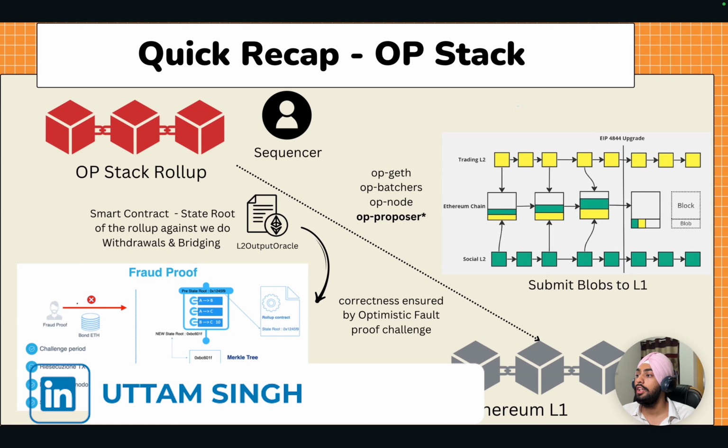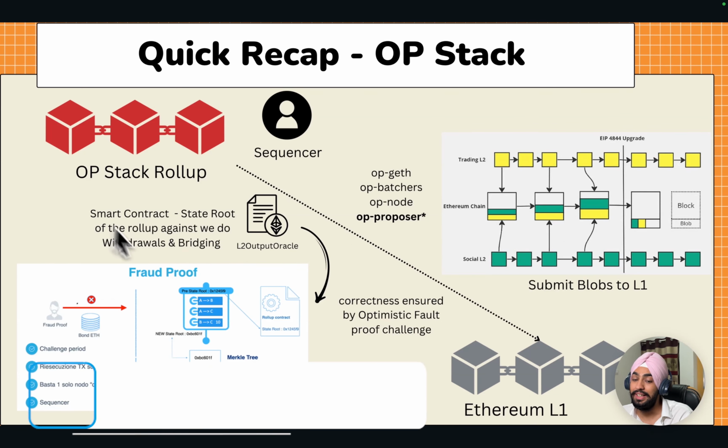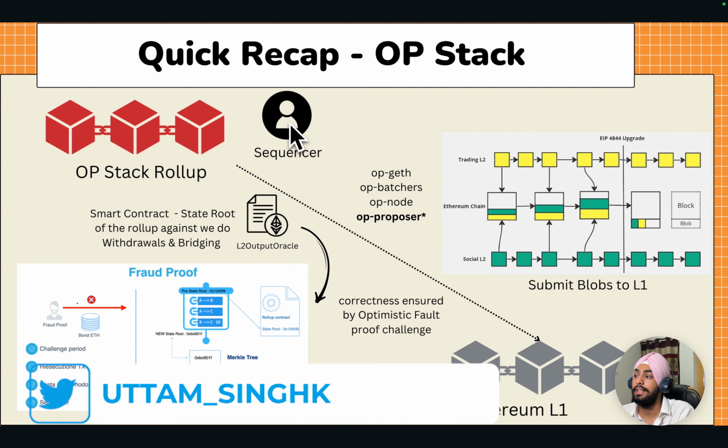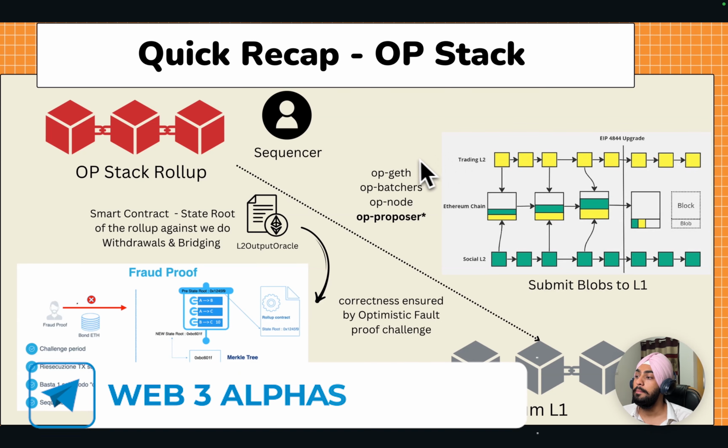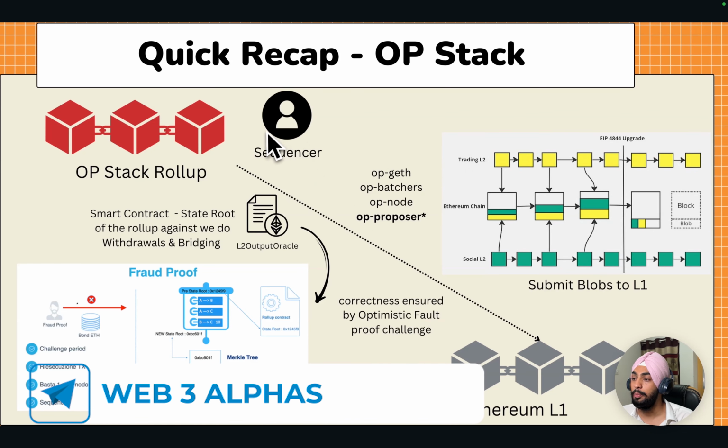Kudos to them. So in general, an OP stack rollup works by batching transactions off chain, which a sequencer, currently centralized, right? So a centralized sequencer, then orders and bundles them into batches, creating blobs, right? And that represents transaction data. The sequencer compresses these blobs and posts them to the Ethereum L1, right?